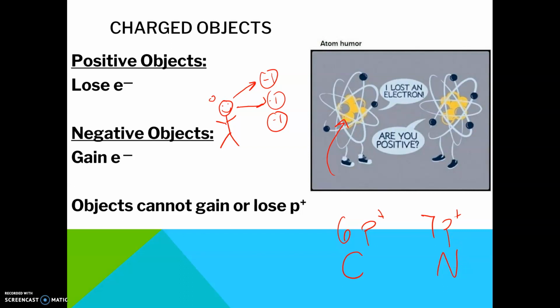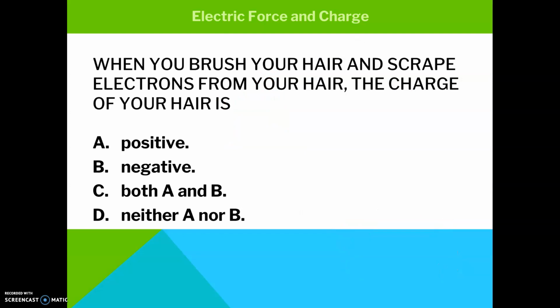They are important, so we don't want to touch those, okay? But we can gain or lose electrons without changing the element itself. So electrons, that's what's important. They are what move around. So let's talk about some possible questions that you could see.